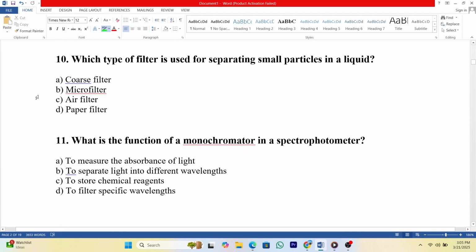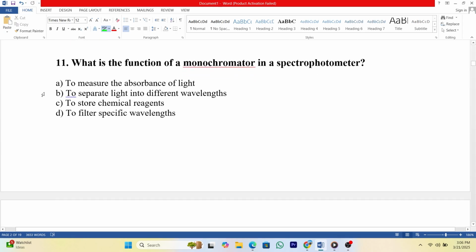10. Which type of filter is used for separating small particles in a liquid? A. Coarse filter. B. Microfilter. C. Air filter. D. Paper filter. Answer: B. Microfilter. 11. What is the function of a monochromator in a spectrophotometer?